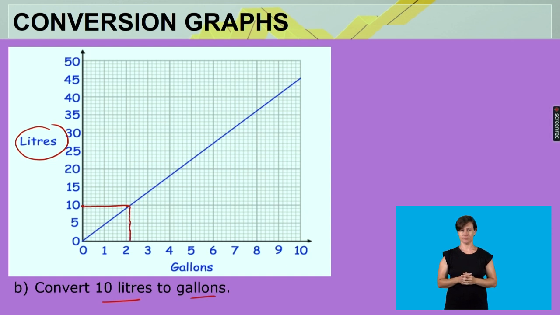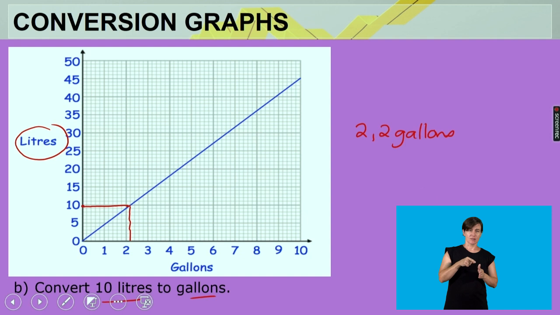Now I want you to look at the intervals, right? So it's 2, 2.2, 2.4, 2.6, 2.8, 3. So therefore in this case, 10 liters will be equivalent to 2.2 gallons. If you look here, we work in ones: 10, 11, 12, 13, 14, 15, and here we work in intervals of 0.2. All right, let's move on. Let's do another question.